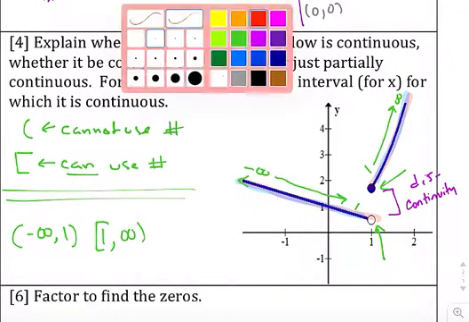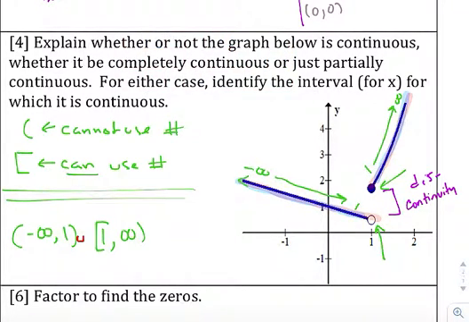And then to show that these two go with one another, we're going to use a union symbol. And remember, that's just like that little U. That U links the two intervals together. And so what this interval says is it's continuous from negative infinity all the way to 1, and then from 1 all the way to infinity.